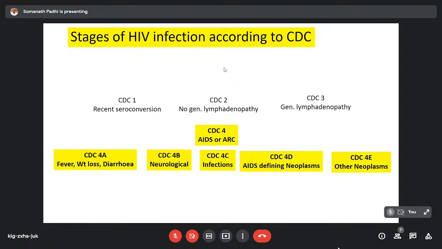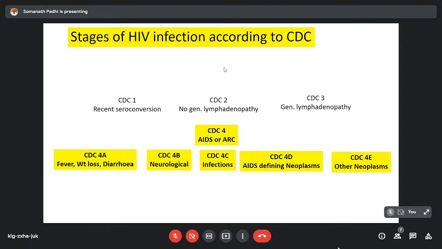was there at that time, and he is also present at this time, at both viral infection pandemics. And their group categorized these HIV infections as per their stages. As you can see, CDC1 was known as a highly contagious disease. The patient is apparently well, just recent seroconversion has happened, and this is the most infectious stage. And in CDC2, the patients are well with no evidence of generalized lymphadenopathy.